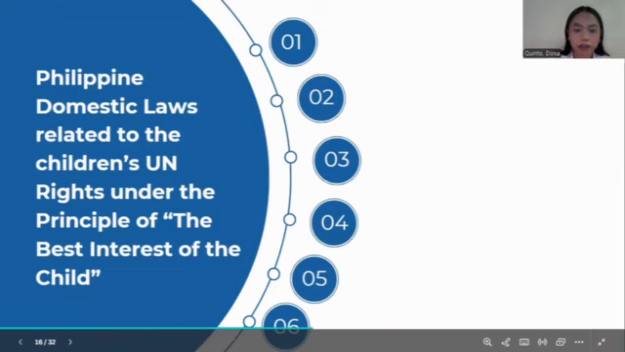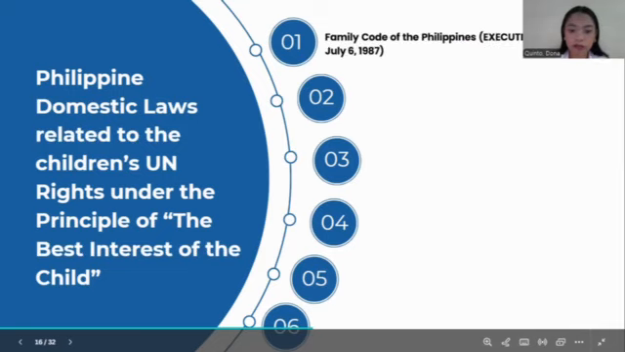So what are the Philippine domestic laws that are related to children's human rights under the principle of the best interests of the child? First of all is the Family Code of the Philippines. It reflects the best interests of the child principle through its provisions on custody, parental authority, support, and adoption. So, for instance, in custody cases, the code prioritizes the child's welfare, often granting custody to the mother for children under 7 unless there are compelling reasons suggesting otherwise.